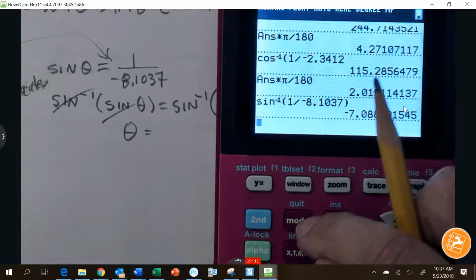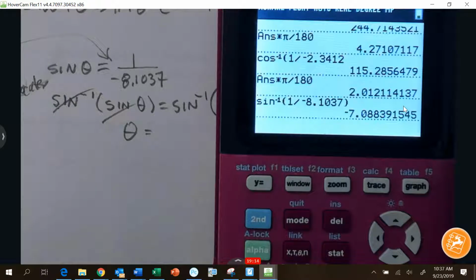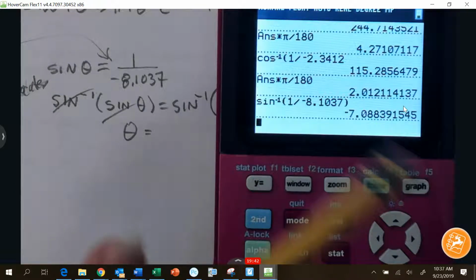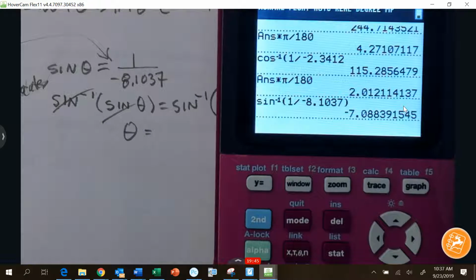Okay, what mode am I in? I am in degree mode, and I got negative 7.09. That is not one of my answers. The direction in the assignment says you have to be between 0 and 360, not including 360. This does not fit that number. The answer tells us down 7.09 degrees. But that's not my answer.